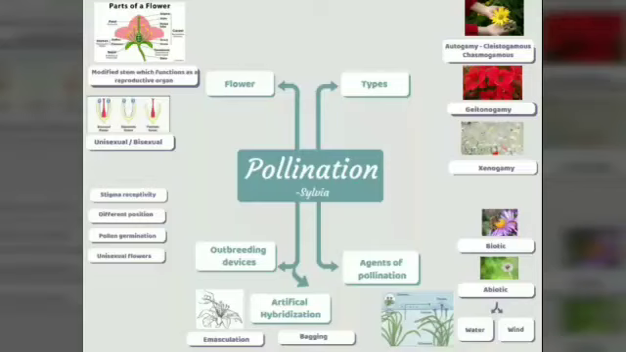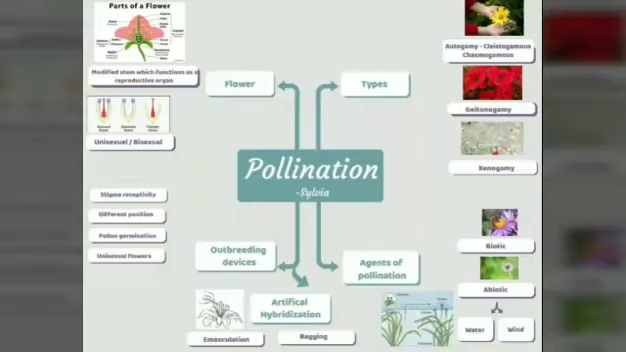Outbreeding devices. Flowering plants have developed many devices to discourage self-pollination and to encourage cross-pollination. Because the majority of flowering plants produce hermaphrodite flowers and are likely to come in contact with the stigma of the same flower, continued self-pollination leads to chances of inbreeding depression.